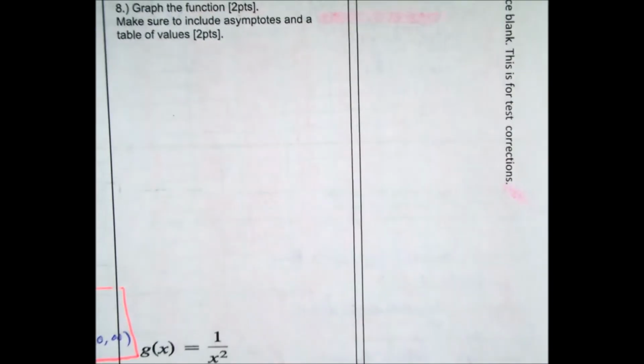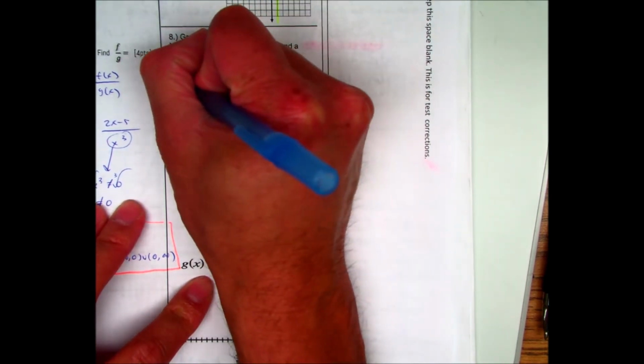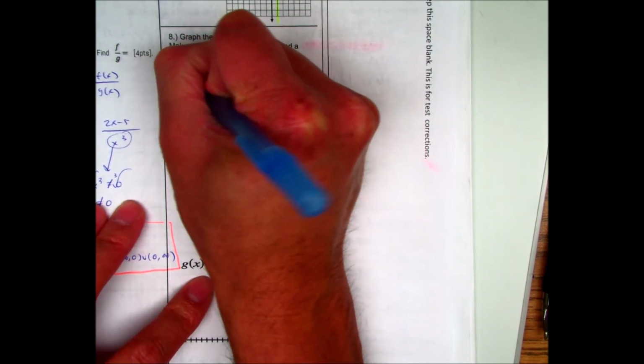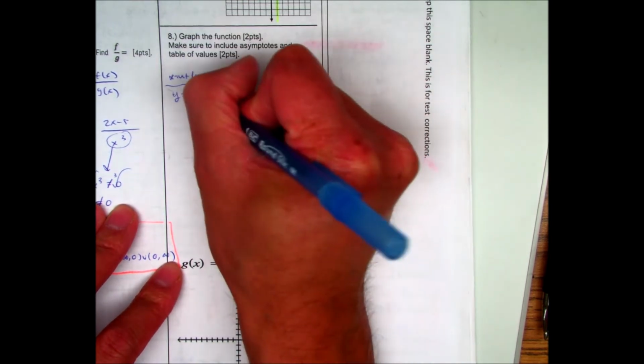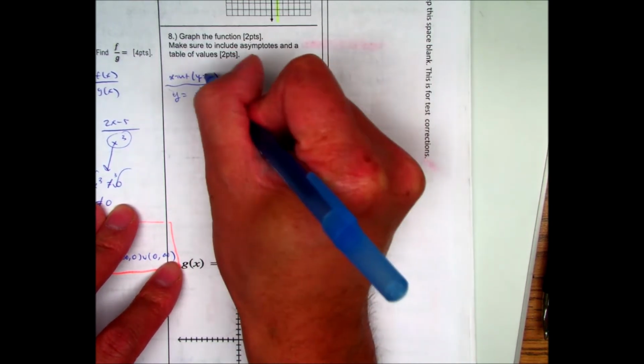Question number 8, graph the function. Make sure to include asymptotes and a table of values. So I have function g of x equals 1 over x squared, so I'm going to get my x-intercept, which means make y equal to 0. In this problem, there is no y value, so you make this one the y. And we're going to make that 0.